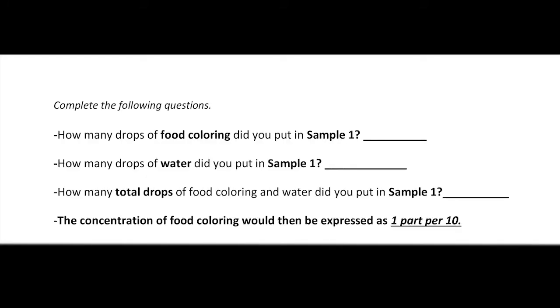How many drops of food coloring did you put in sample 1? 1. How many drops of water did you put in sample 1? 9. How many total drops of food coloring and water did you put in sample 1? 10. The concentration of food coloring would then be expressed as 1 part per 10.